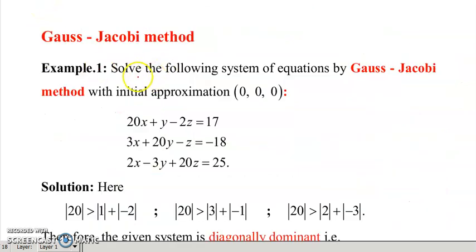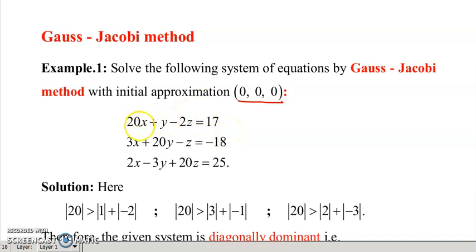Okay students, look at this question. Solve the following system of equations by the Gauss Jacobi method. The initial approximation is given as 0 0 0, meaning x equals 0, y equals 0, z equals 0, and this is our system of equations.